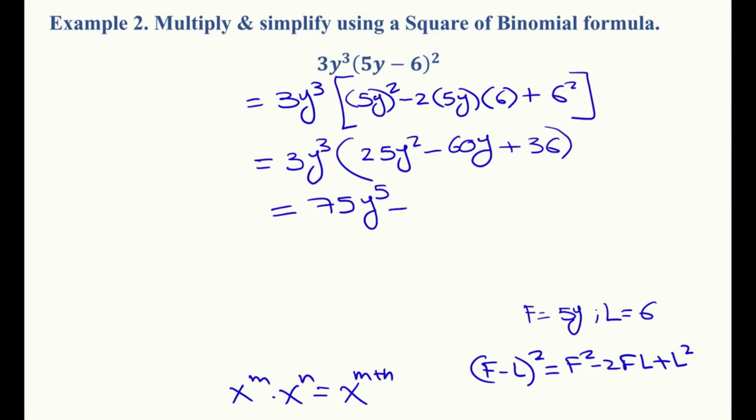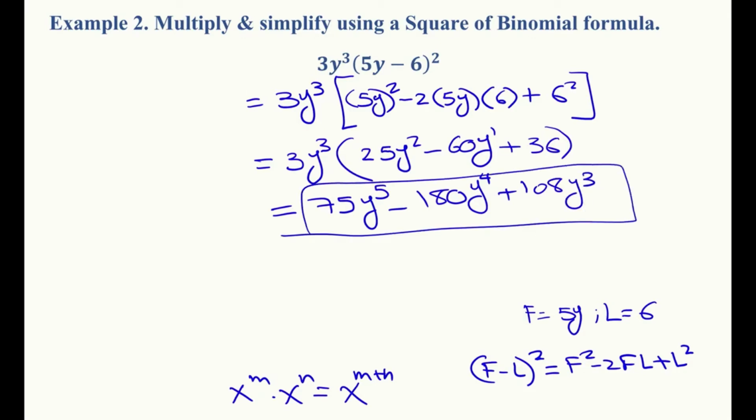And then minus 3 times 60 is 180, y to the power of 3, and this is y to the 1. So 3 plus 1 gives us 4. And then plus, that's 108, 3 times 36, y cubed. And that's it. We just went ahead and finished multiplying that all out. Okay, so be careful with these.